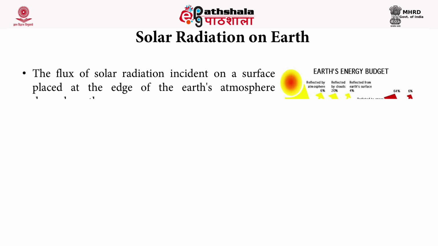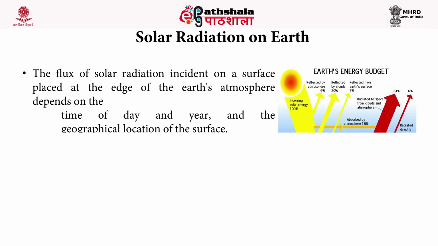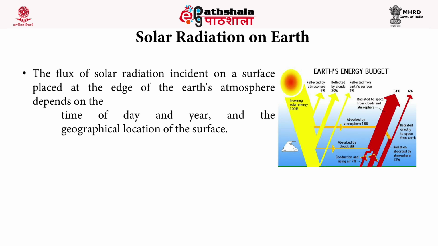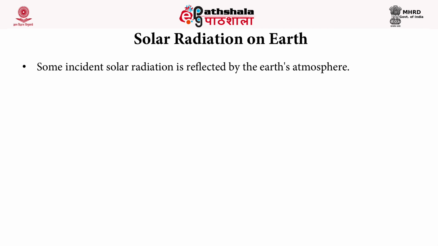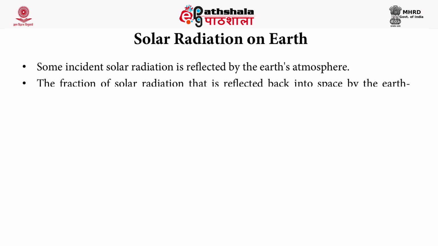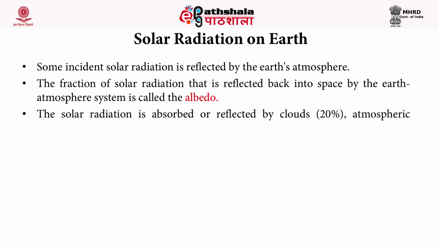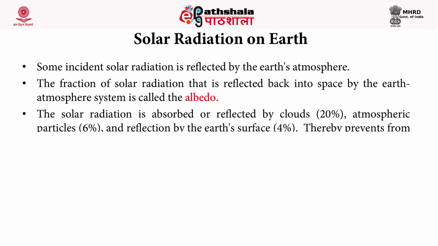The flux of solar radiation incident on a surface placed at the edge of the earth's atmosphere depends on the time of the day and the year and the geographical location of the surface. Some incident solar radiation is reflected by the earth's atmosphere. The fraction of solar radiation that is reflected back into space by the earth atmosphere system is called albedo.